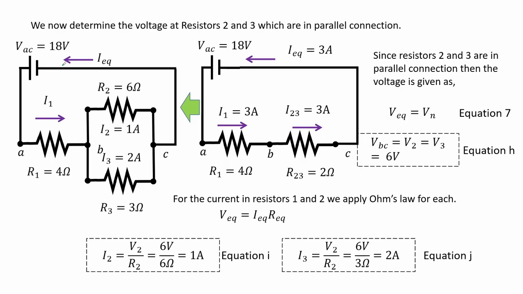We now determine the voltage at resistors 2 and 3 separately, and we apply a parallel connection equation, and we see that it is given in equation 7. The value would be just the same, and it is 6 volts for both resistors. For the current we use Ohm's law to determine individually the currents, and for resistor 2 it is 1 ampere and for resistor 3 it is 2 amperes as shown in equations I and J.